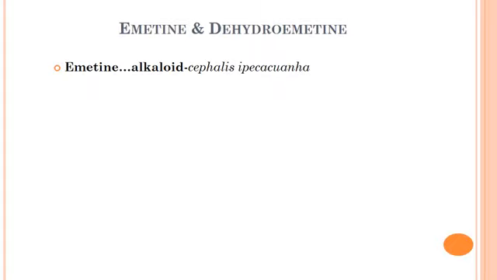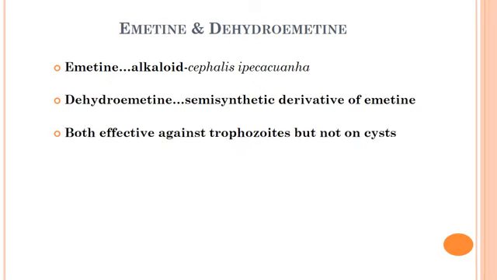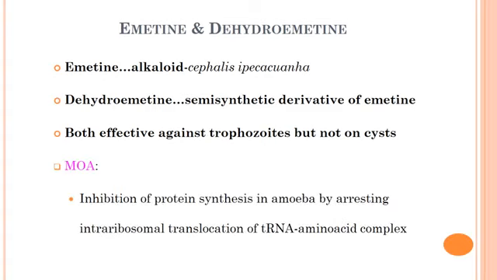Emetine is a potent and directly acting amoebicide. Dehydroemetine is a semi-synthetic derivative of emetine. They both are effective against trophozoites but not against amoebic cysts. Mechanism of action: they act by inhibition of protein synthesis in amoeba by arresting intra-ribosomal translocation of the tRNA amino acid complex.